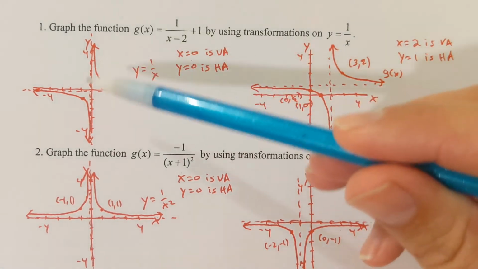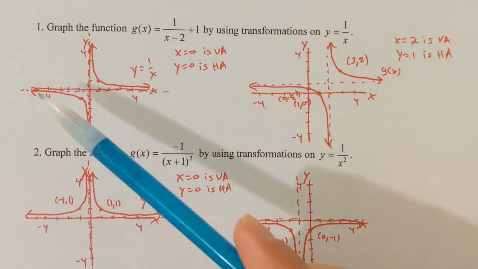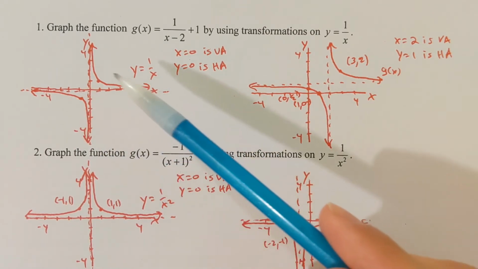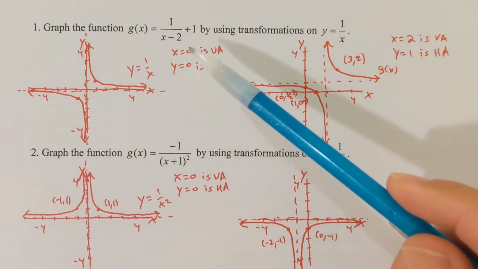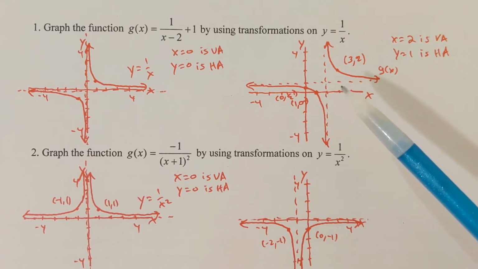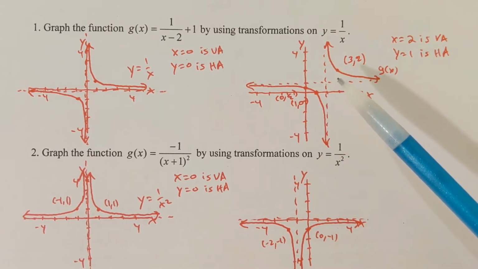X equals 0 is a vertical asymptote. Y equals 0 is a horizontal asymptote. So this graph will never cross either of the two asymptotes. Now the minus 2 means that I'm going to shift to the right 2 units, and the plus 1 means I'm going to shift up 1 unit.